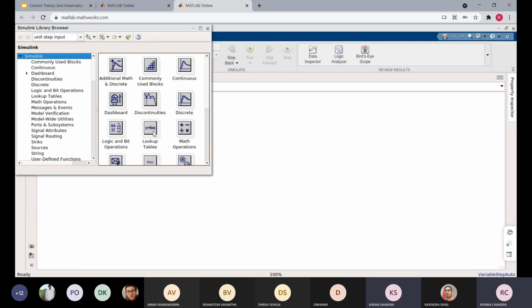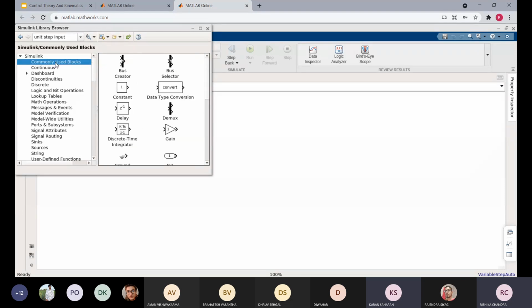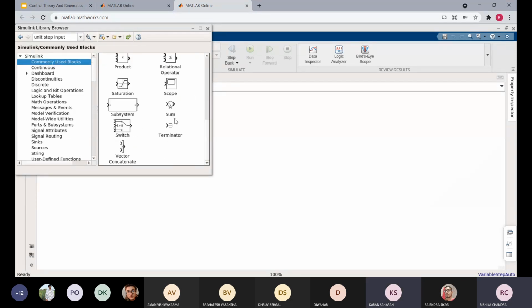Yeah, so in commonly used blocks, you will find the summer. Right click on that and you'll get an option, add block to model. Add it there. Okay. See, it's added here.